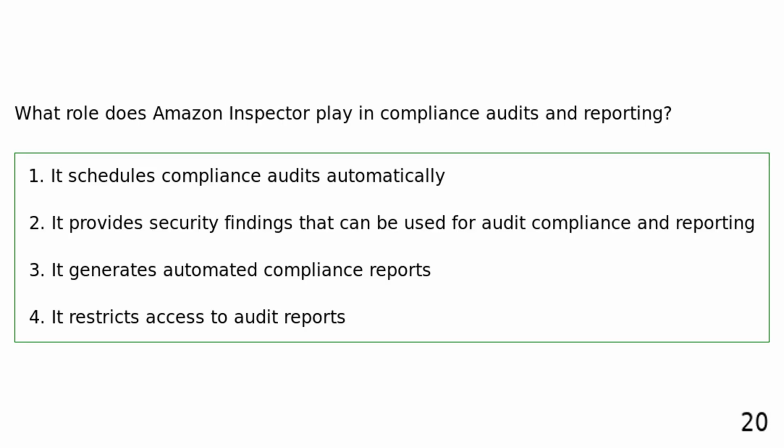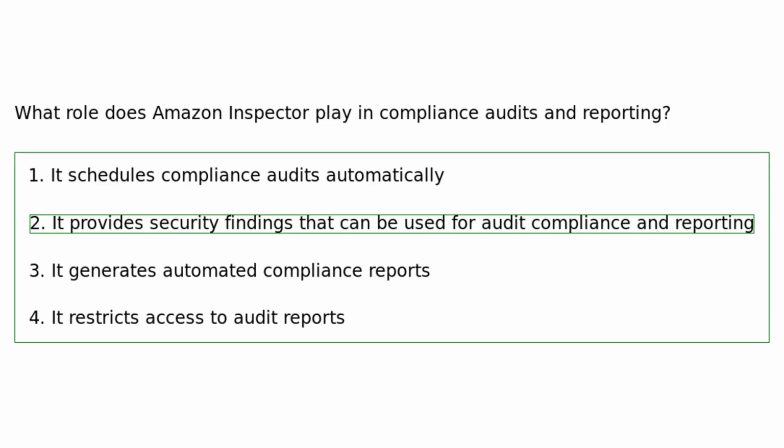What role does Amazon Inspector play in compliance audits and reporting? It schedules compliance audits automatically. It provides security findings that can be used for audit compliance and reporting. It generates automated compliance reports. It restricts access to audit reports. Amazon Inspector provides security findings that can be used for audit compliance and reporting, ensuring that security measures meet regulatory requirements.